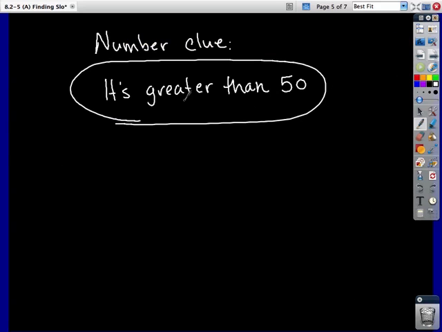Okay, one more example. But before we get to that, here's your number clue. It's greater than 50.